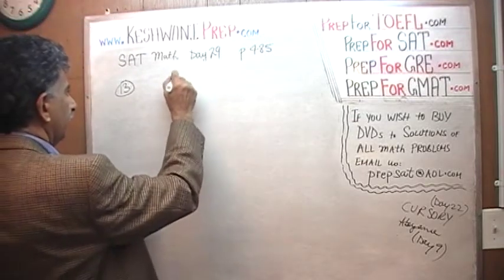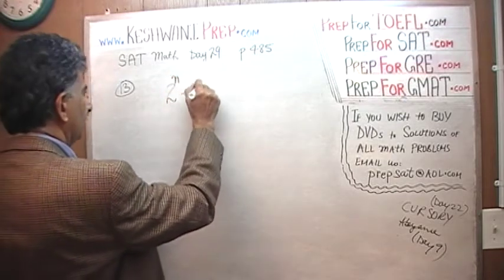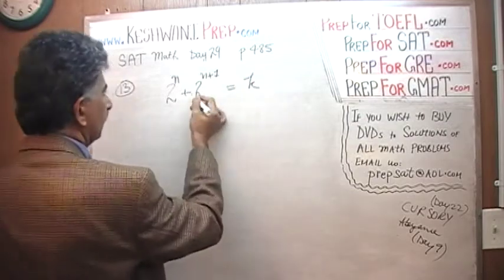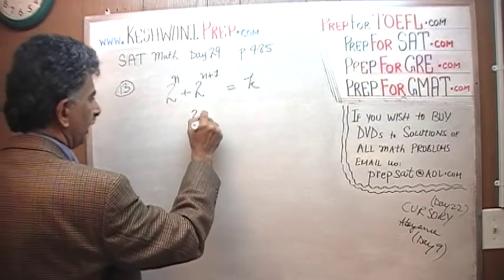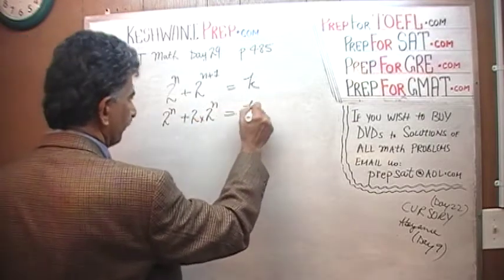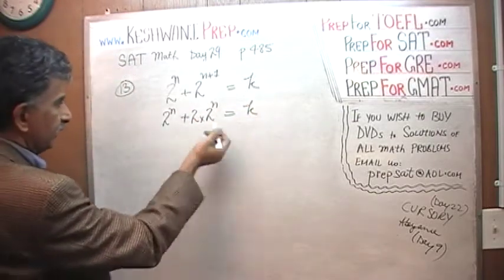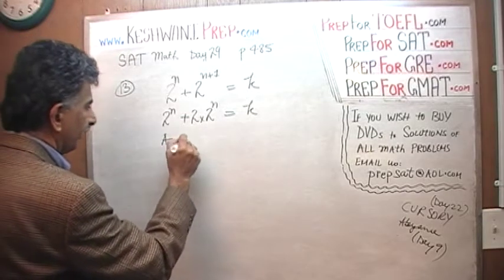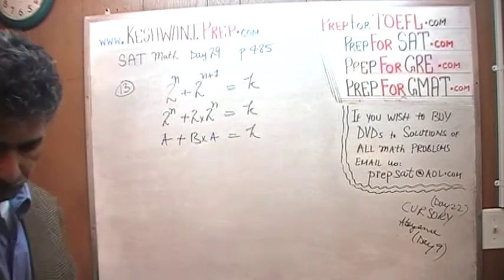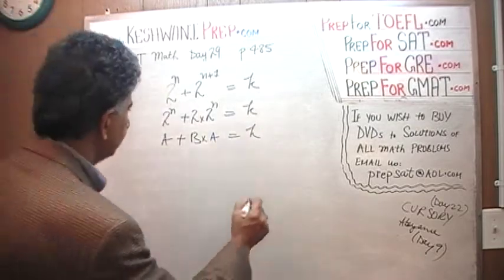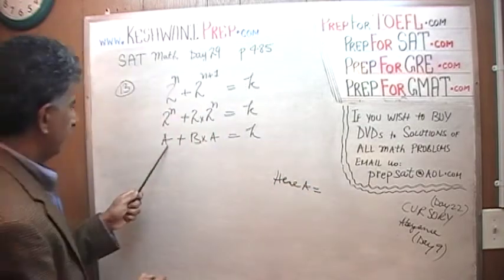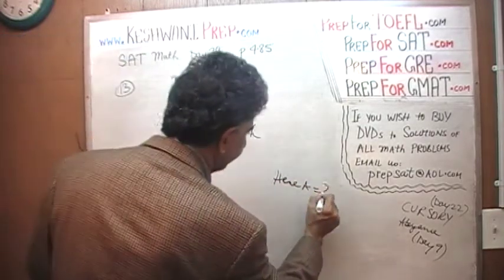2 raised to n plus 2 raised to n plus 1, we are told, equals k. 2 raised to n plus 1 can be written as 2 times 2 raised to n. And here we have 2 raised to n equals k. This thing that you see here is the same as a plus b times a, if you like, equals k. Here a equals 2 raised to n.